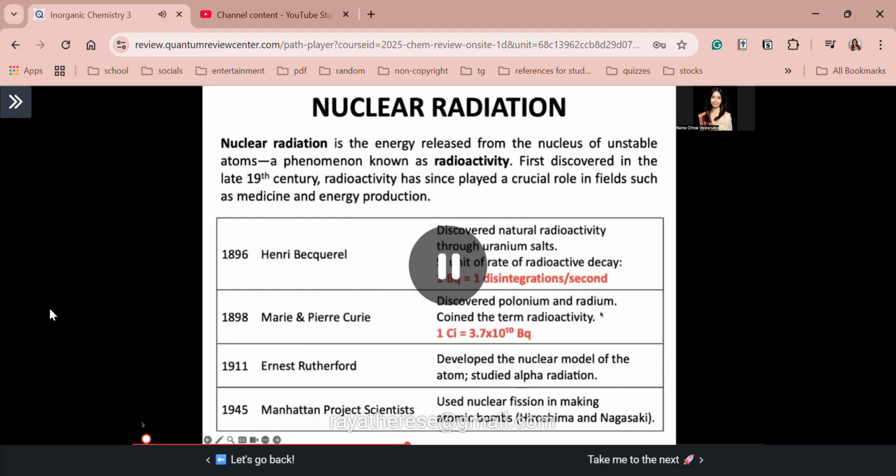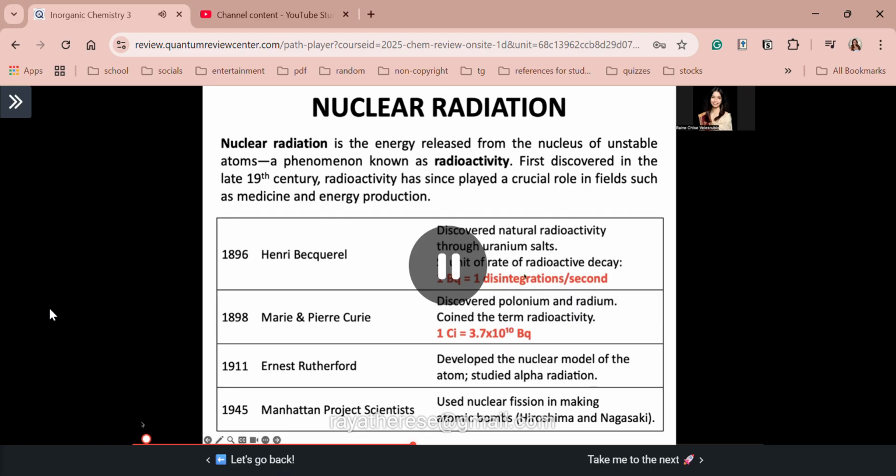Okay? So, a bit of history about nuclear radiation. Again, it is the energy released from the nucleus of unstable atoms. Okay? So, yung energy na ito ang nare-release ng mga radioactive na nuclides. Okay? So, over the century, ang dami na ng advancements on nuclear chemistry and nuclear radiation. Noong 1896, Henry Becquerel discovered the natural radioactivity through uranium salts. He also invented the concept of the rate of radioactive decay.